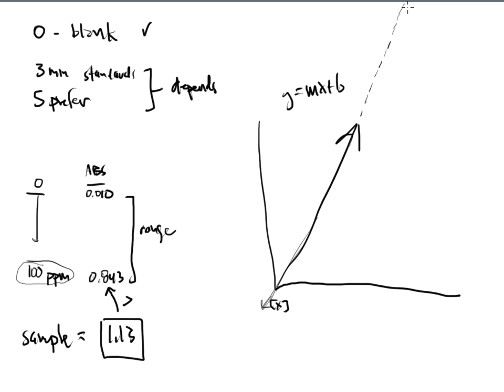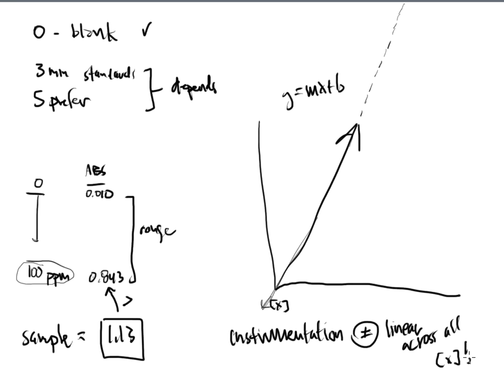But our instrumentation, depending on what it is, is not linear across all concentrations. I'm going to put a big star beside of that. That's pretty important. So that means when I'm at the UV-Vis instrument and I'm running samples, I can only go up to a certain strength. And then after that, my instrument's going to start malfunctioning on me. It won't be able to tell the difference between the high concentrations.